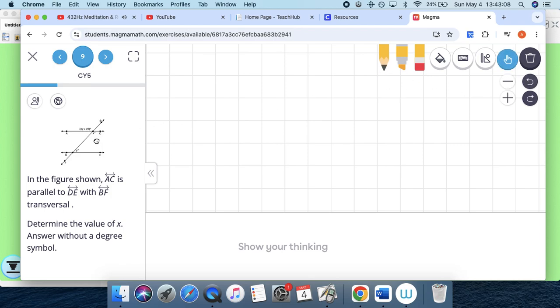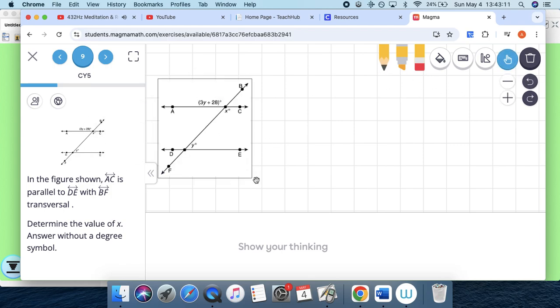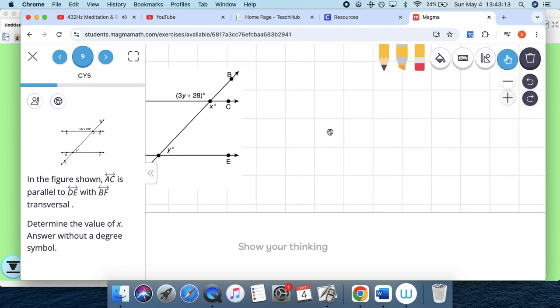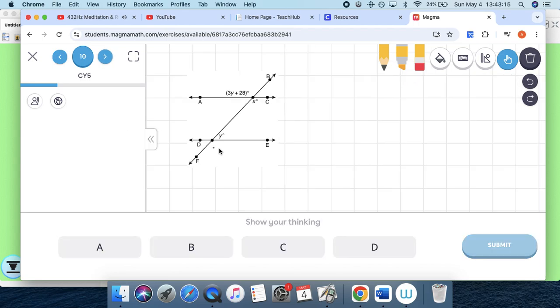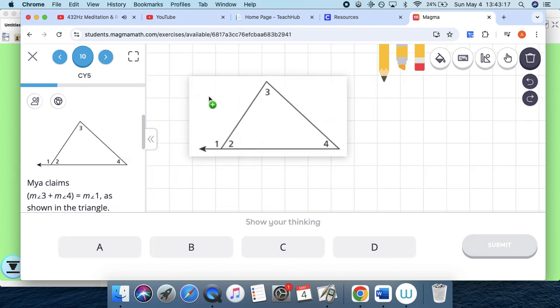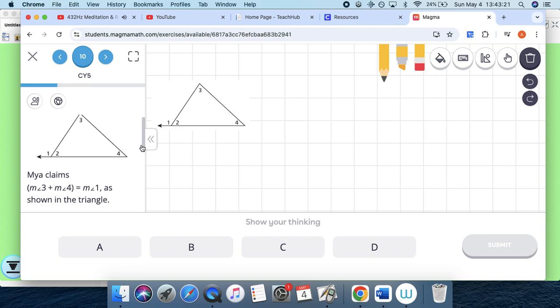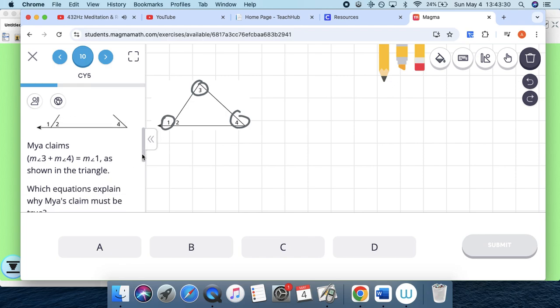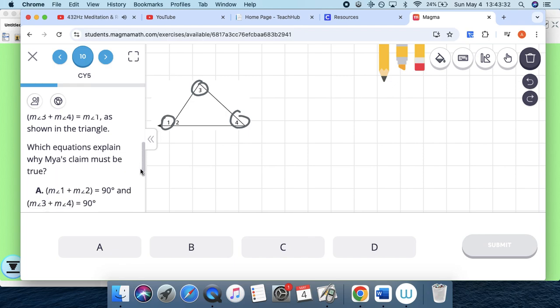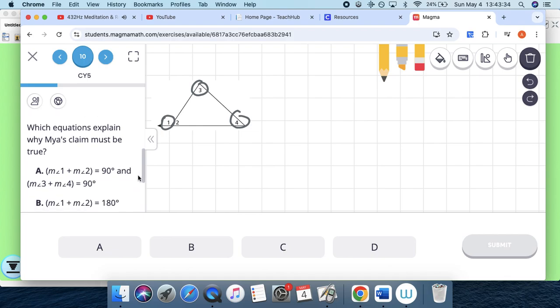More transversals. This is a repeat, so I'm going to skip. Right, so now it says Mia claims that angle 3 plus angle 4, this angle here plus this angle, equals angle 1. Okay, that's true. Which equations below explain why Mia's claim must be true?